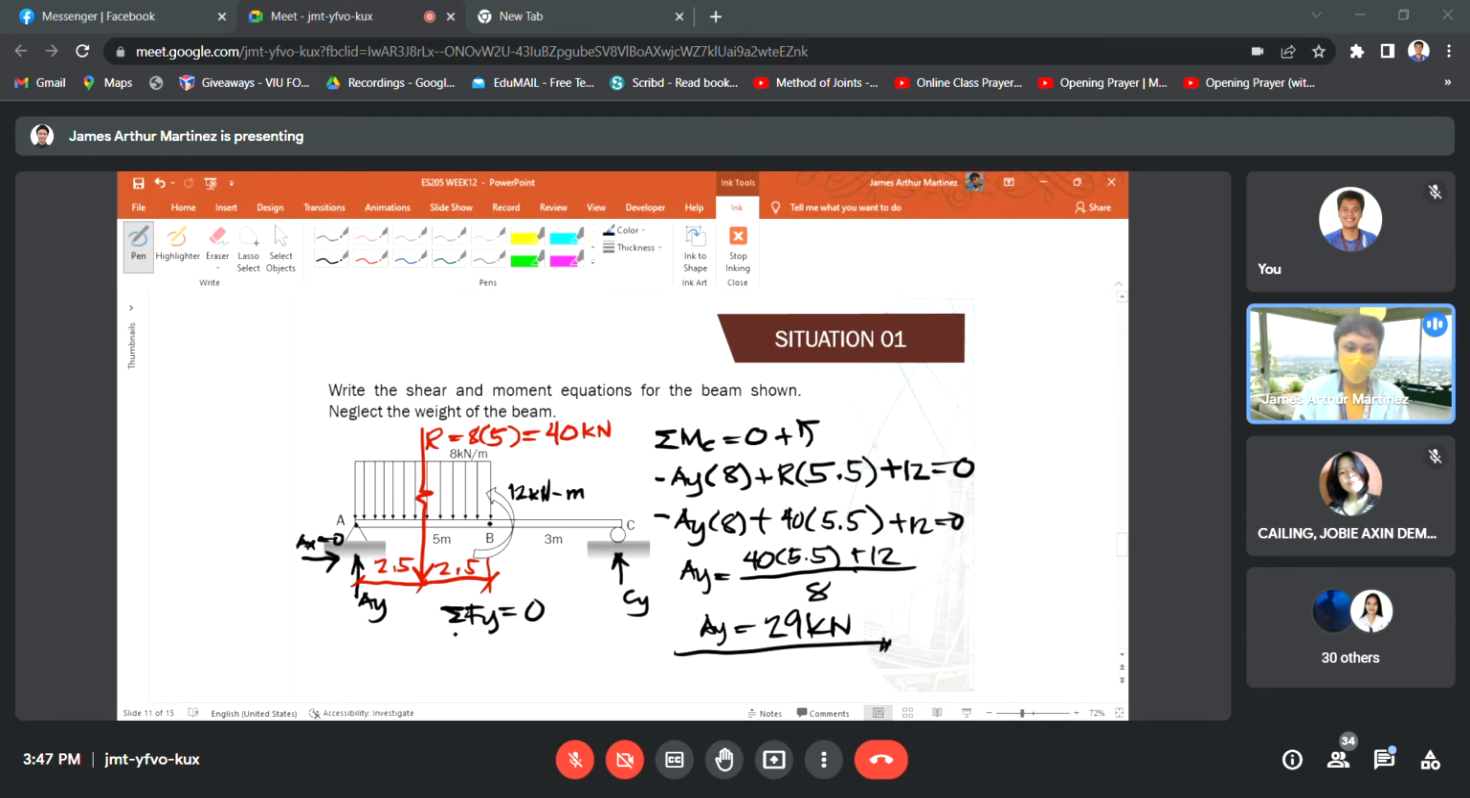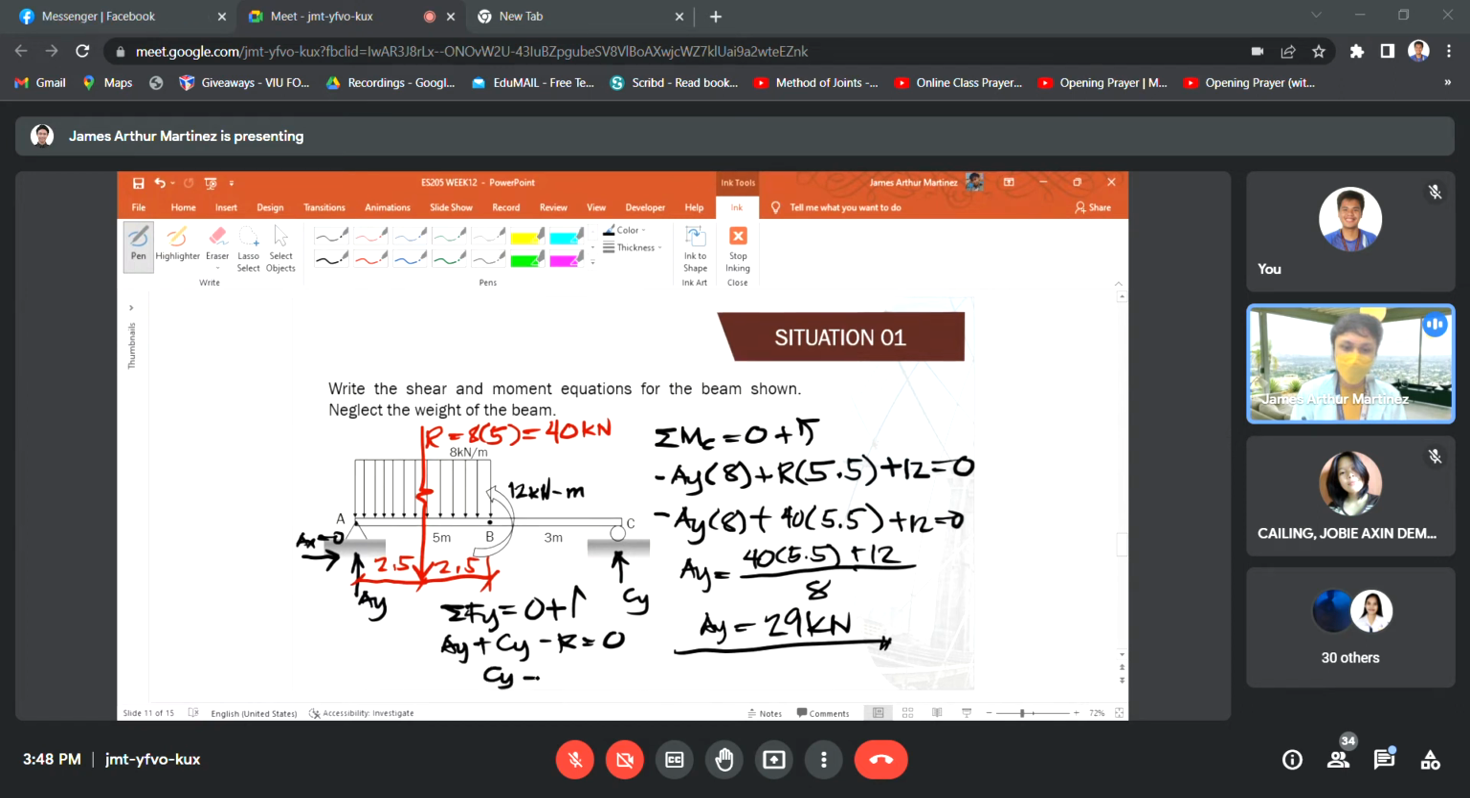Okay, so AY is upward. Taking the upward direction as positive: AY plus CY minus R equals 0, since there are no other forces involved in the y-axis. So we don't consider the moment at point B, because it is not a force, it is a moment. Okay? So AY is obtained, R is also obtained, which is 40 kilonewton.